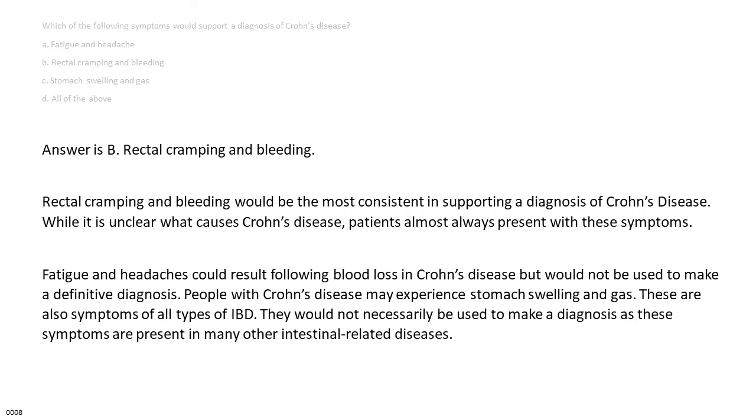People with Crohn's disease may experience stomach swelling and gas. These are also symptoms of all types of IBD. They would not necessarily be used to make a diagnosis, as these symptoms are present in many other intestinal-related diseases.